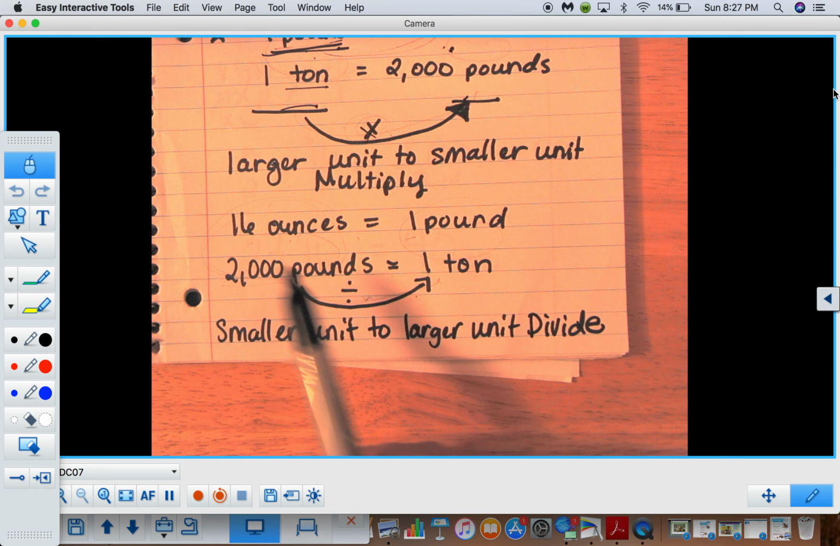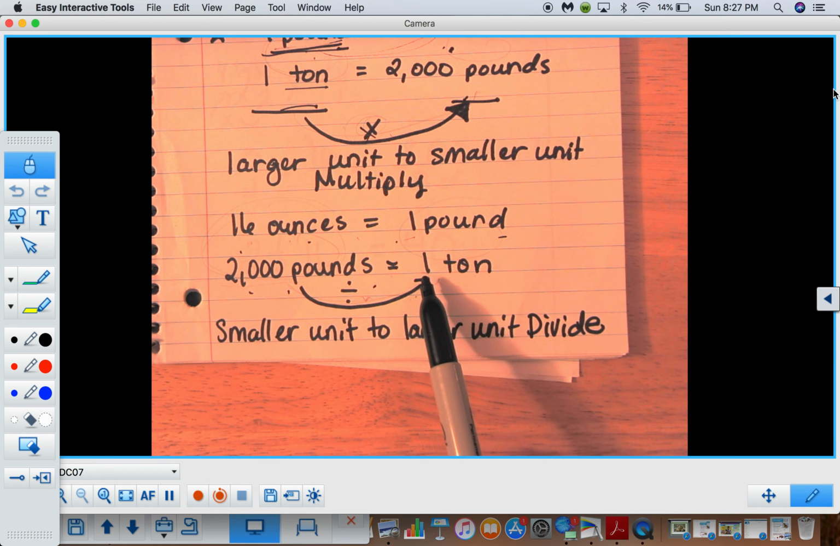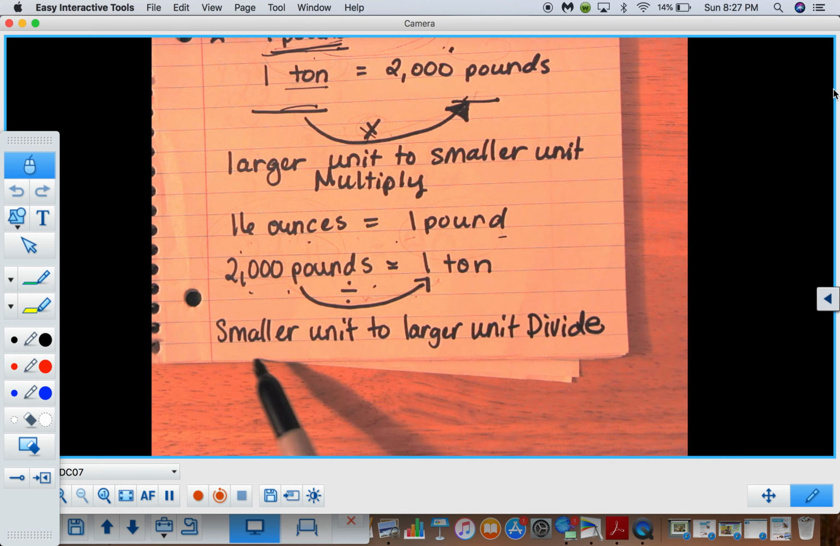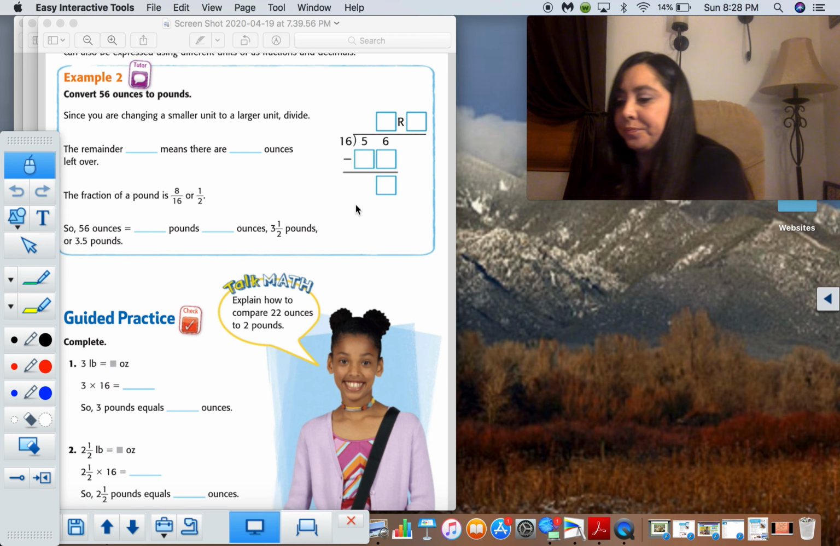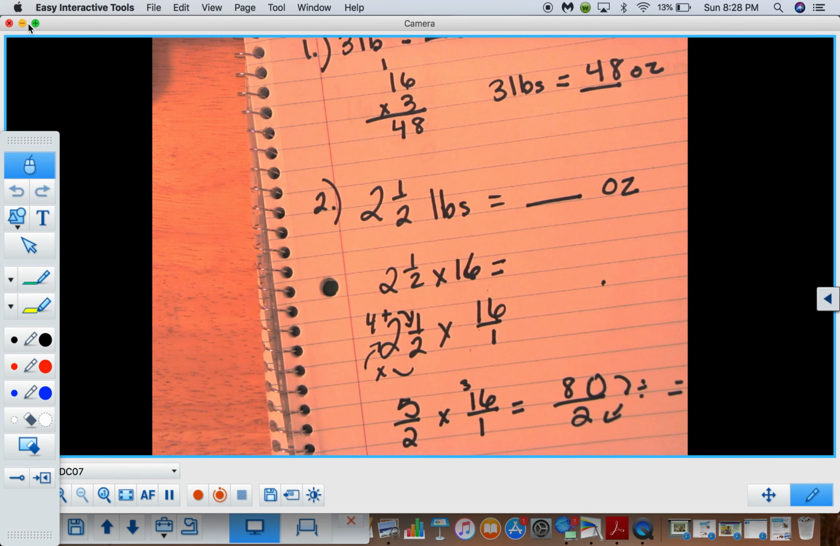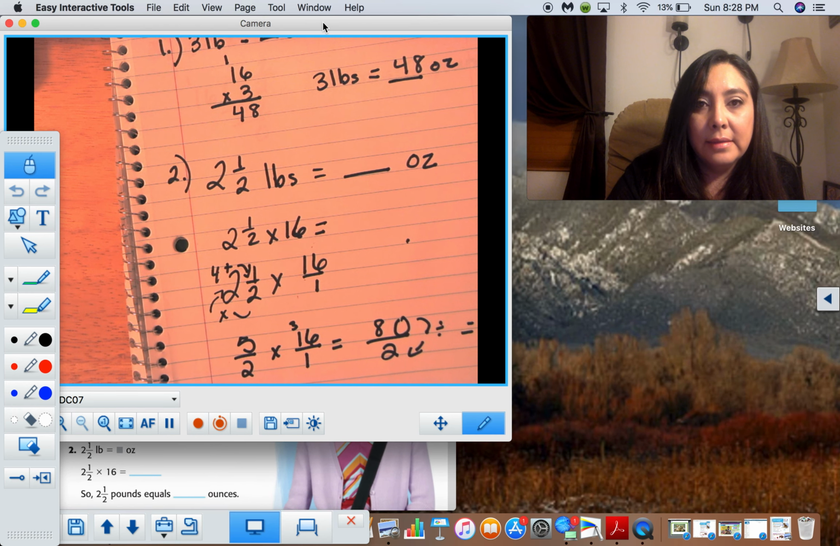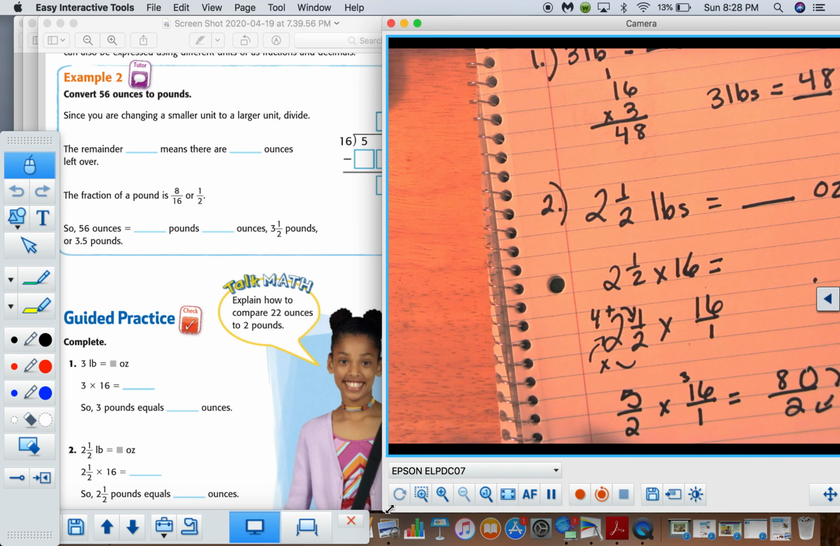When we are going from something like 16 ounces to a pound or 2,000 pounds to a ton, we're going from a smaller unit to a larger unit, and we are going to divide when we convert our answers that way. Okay? So let's go ahead and look at guided practice number 1. I'm going to do that together here. Let me open the document camera again. Oops. All right, let me minimize that so we can go ahead and see our math page and the notes at the same time. All right?